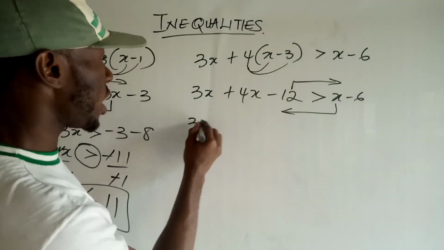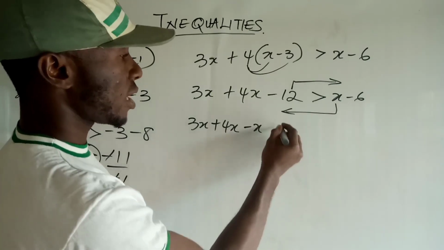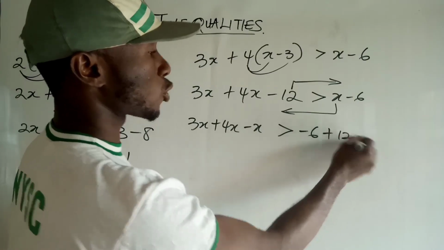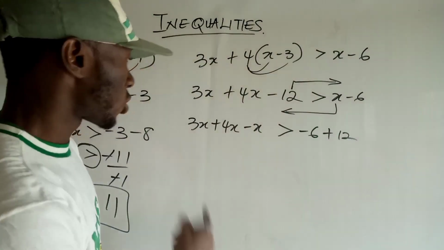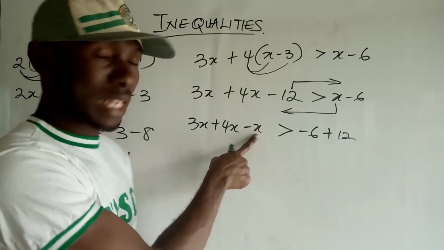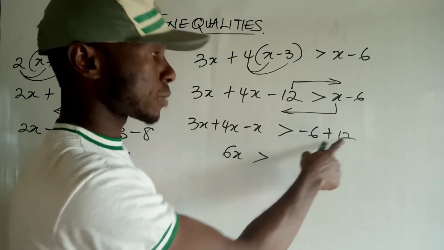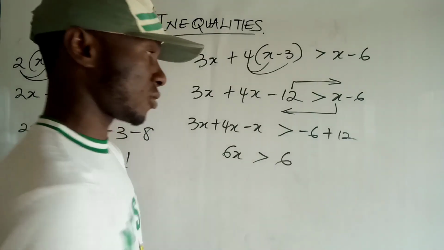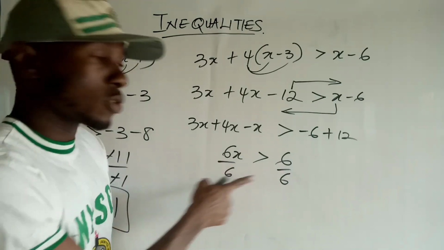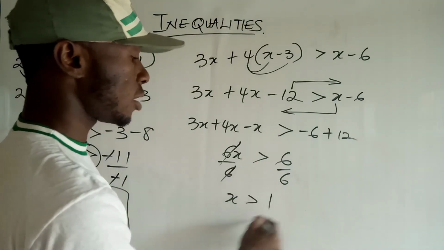So you have 3x plus 4x, then minus x greater than negative 6 here. But this guy goes over to the side, becomes positive 12, right? No problem. So 3x plus 4x will give me 7x. 7x minus x will give me 6x greater than, and minus 6 plus 12 is going to give me 6, right? So you want to divide both sides by 6, which is a positive number, so the inequality will not change. This guy will cancel out this guy, and x is greater than 1.